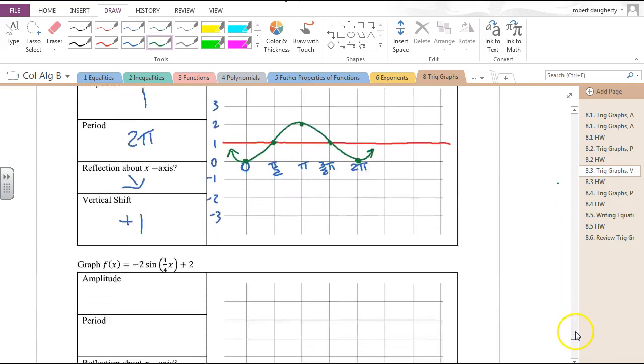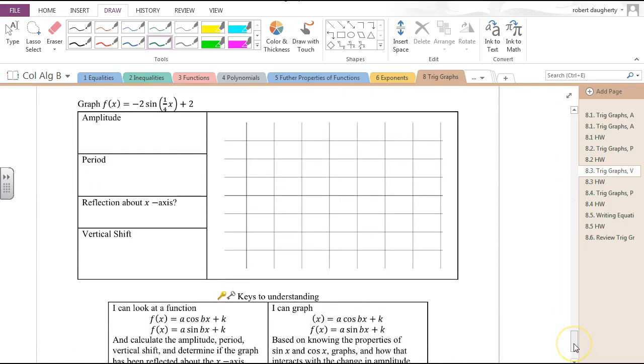Okay, the last one, then I'll turn you loose to do your own. What is the amplitude here? Amplitude is 2. What is the period? Yeah, 2 pi over 1/4. What is that number? Yeah, 8 pi. Has it been reflected about the x-axis? Yes. Vertical shift plus 2.